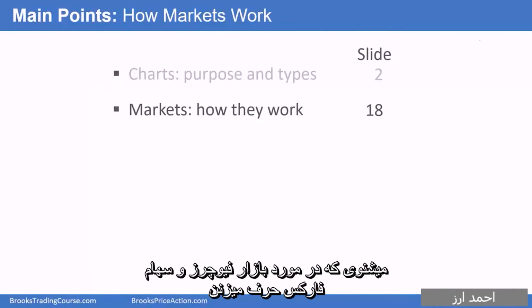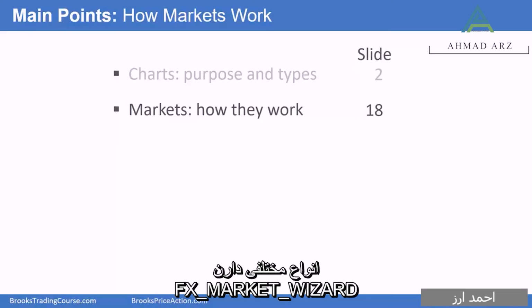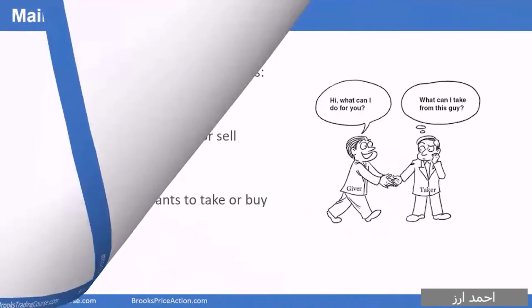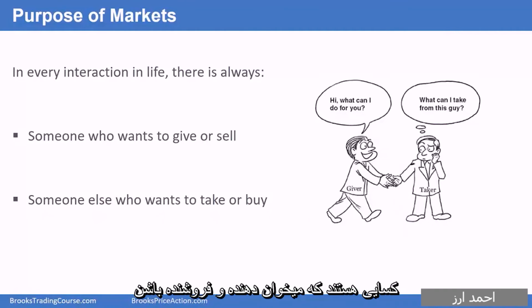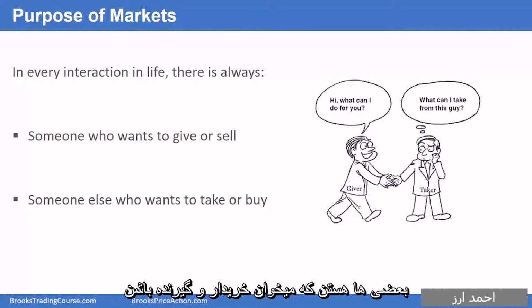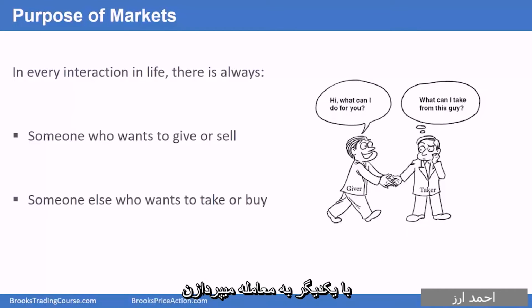You'll often hear people talk about the market, or the stock market, or the futures market, or the forex market. There are many types of markets. In every interaction in life, there's always somebody who wants to give or sell something, and there's always somebody else who wants to buy something, and they trade between one another.